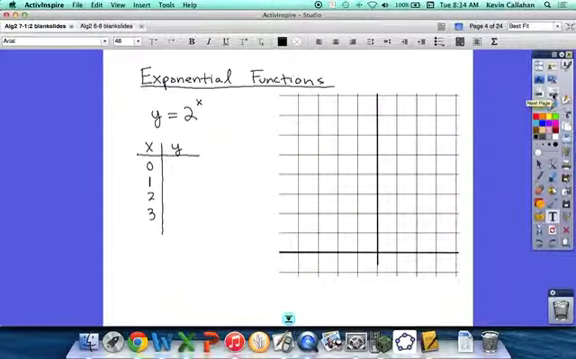So an exponential function, Jose, right? Why don't you go sit in the back, right?